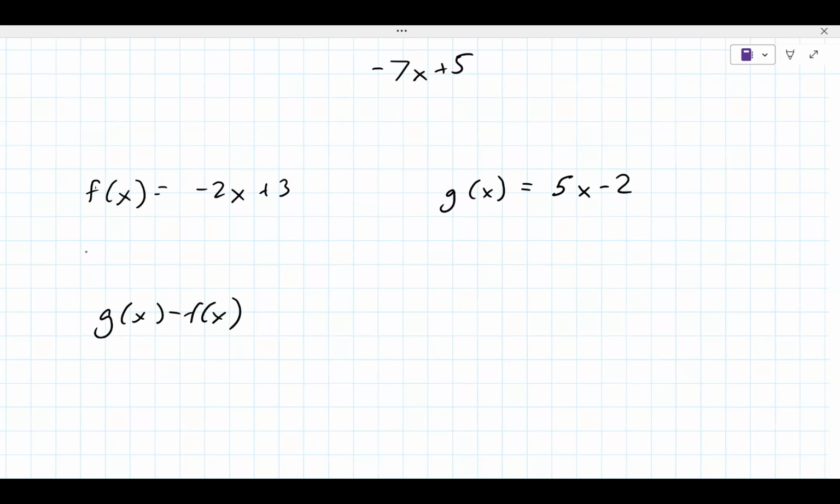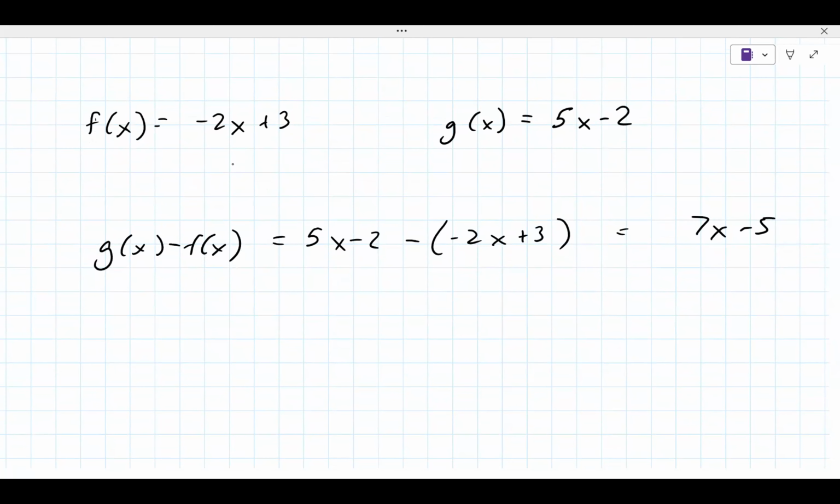Okay, I know that was longer than I said it was. No worries. What did you come up with for this? My final answer was 7x minus 5. That is correct. Okay. Now I chose these because they multiply fairly nicely together.